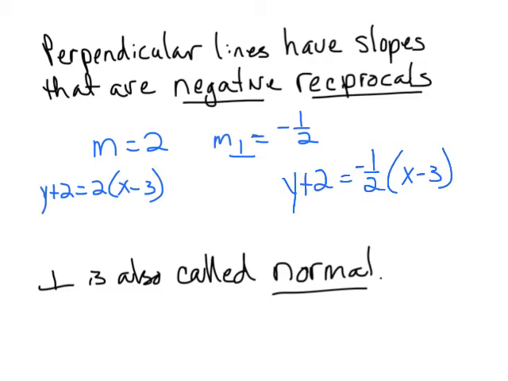Just a little bit of terminology. Perpendicular is also called normal. And that's the regular word that we use in calculus. So we're going to be finding the slope of the tangent and the normal line, which is the line that's perpendicular to the tangent line.